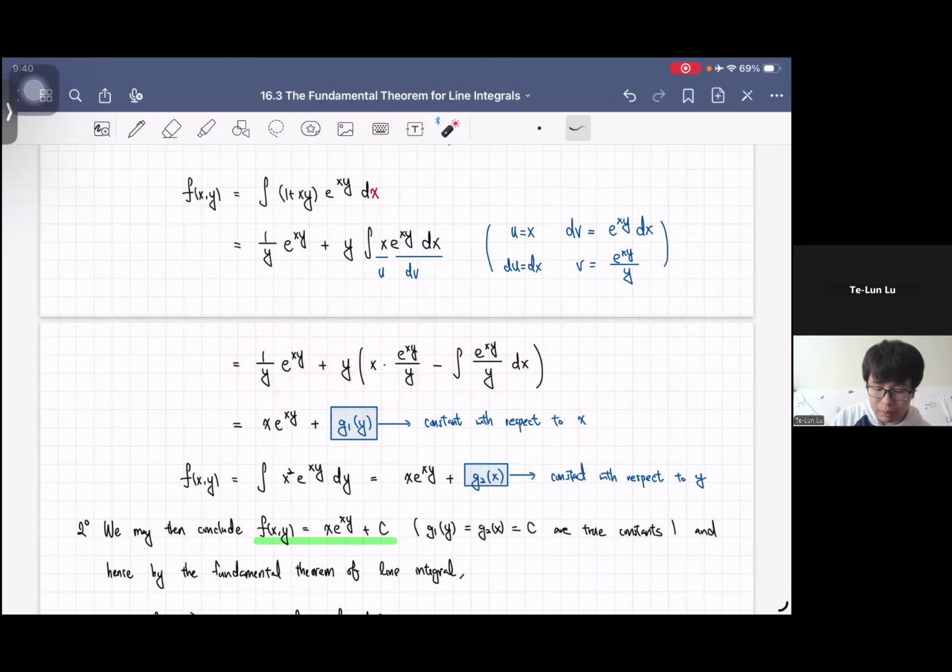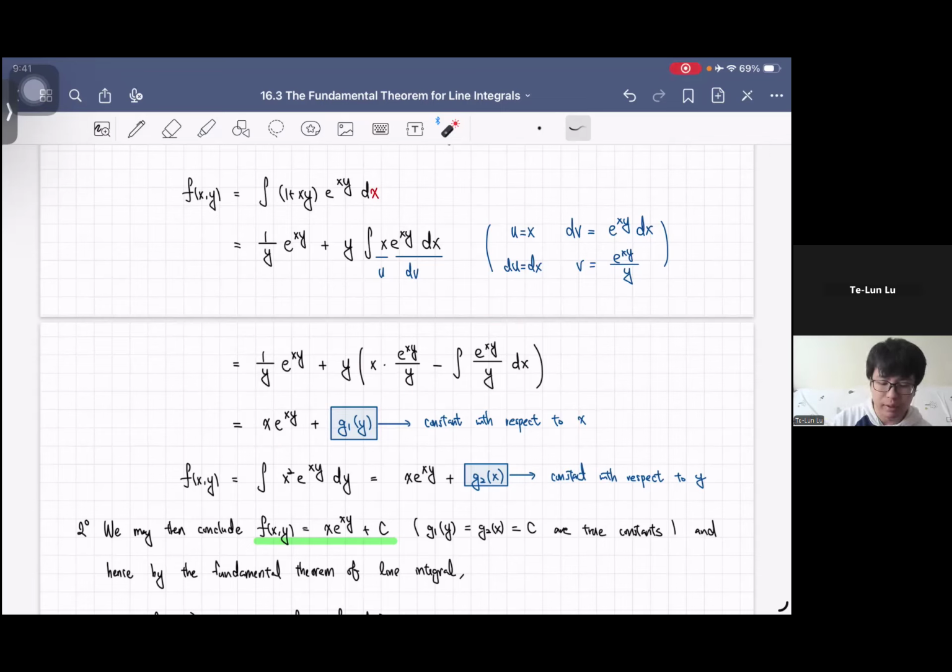So actually this term and this term cancel out. And you have an extra term here, which gives us x e^(xy). Now, usually when we're doing integration, we have to add a constant term, right? Because a constant gives differentiation 0. So there should be an extra constant there.